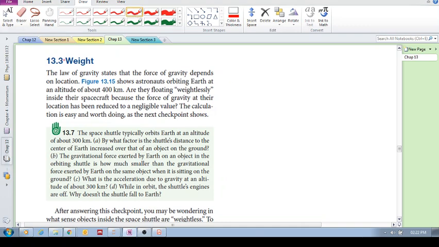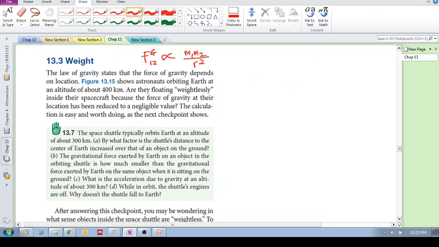Okay, let's look at the concept of weight. This first line says the law of gravity. What is that again? It's that the gravitational attraction between two objects, one and two, is proportional to the product of their masses divided by r squared. So this law states that the force of gravity depends on the location. Okay?